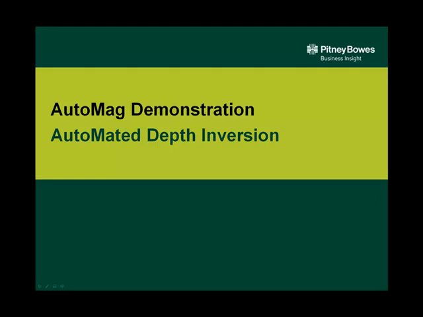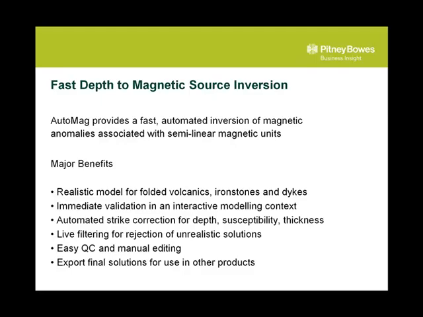Welcome to the demonstration of AutoMag, Automated Depth Inversion of Magnetic Anomalies. There are a number of benefits in using AutoMag, such as realistic models for folded volcanics, ironstones and dikes. There's immediate validation in an interactive modeling context, that is, you can check the quality of your automated process.